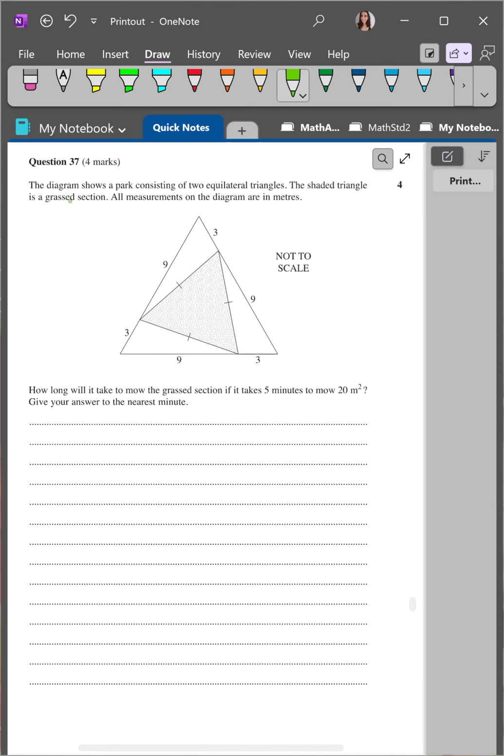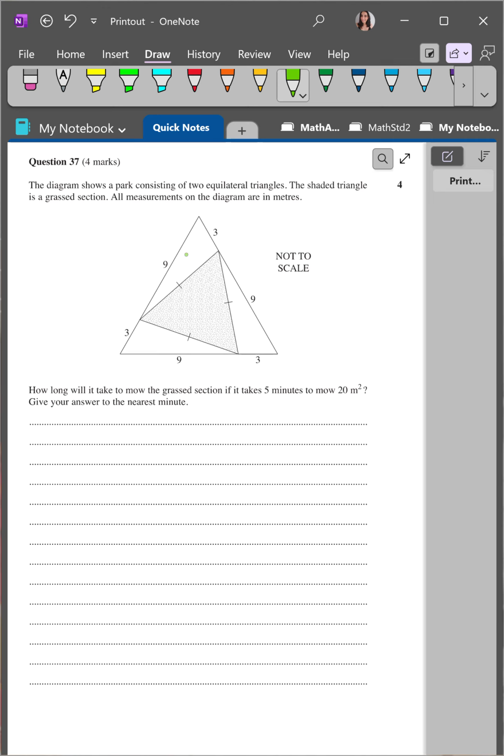Question 37. The diagram shows a part consisting of two equilateral triangles. The shaded triangle is a grass section. All measurements on the diagram are in meters. How long will it take to mow the grass section if it takes 5 minutes to mow 20 meters squared? Give your answer to the nearest minute.